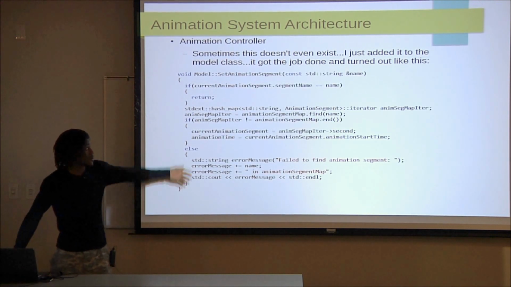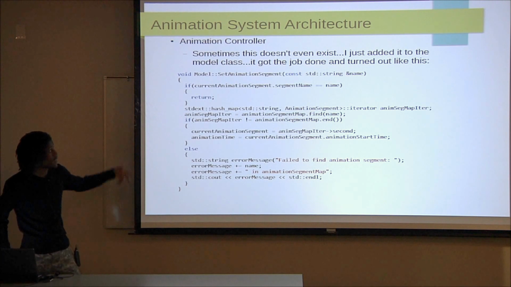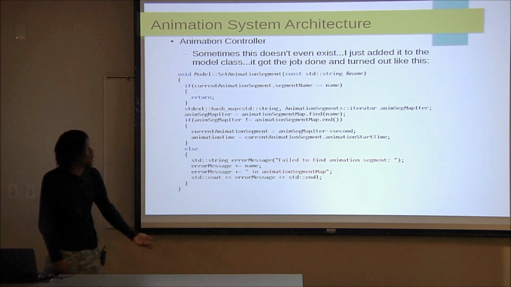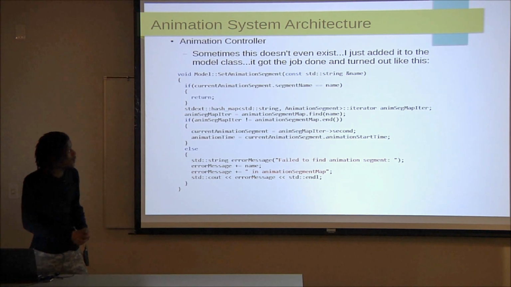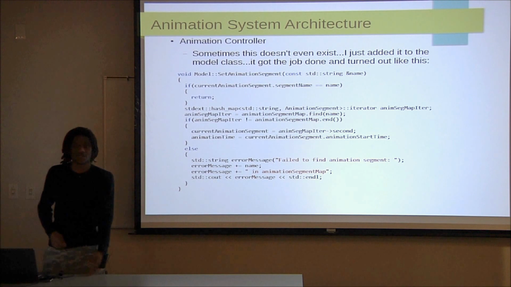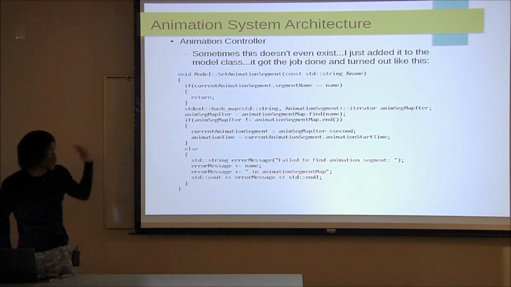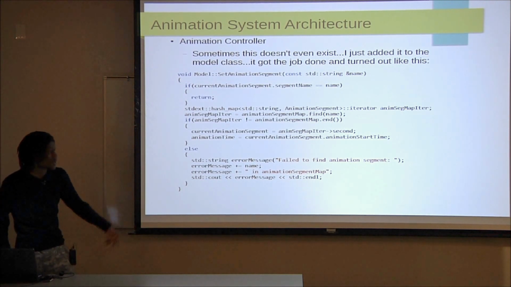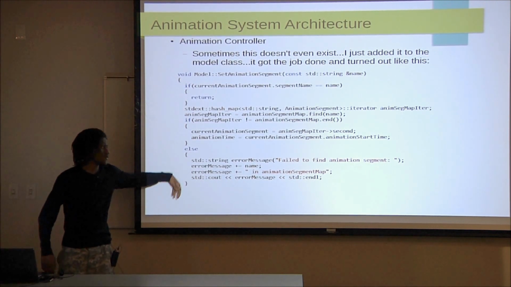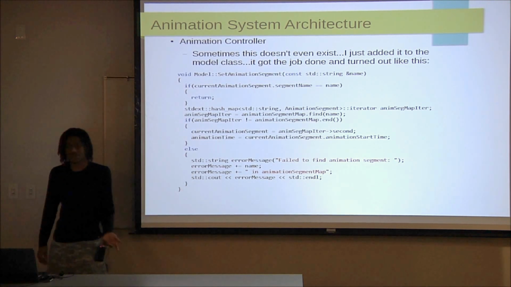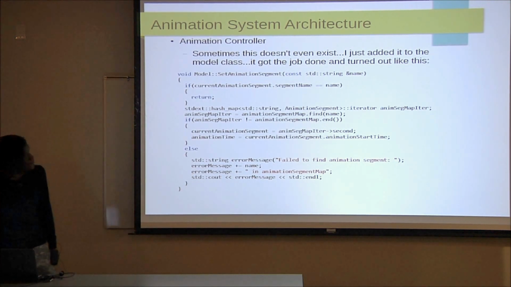This is just some code to show you simply how I set the animation segment. Literally just using a string. I used a hash map. I didn't care what order it was in. Little optimization for if I'm setting the animation to something that already exists, I just return, don't do anything because it'll mess up my animation time. Stuff like that. And then some error messages for if I'm trying to switch to an animation that doesn't exist. So that's always nice.